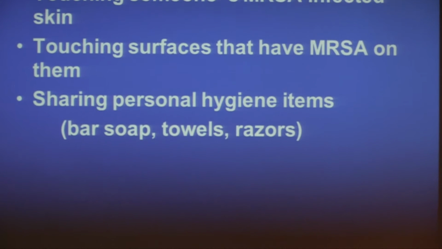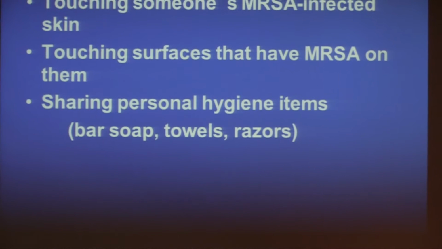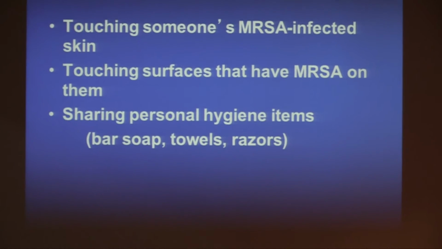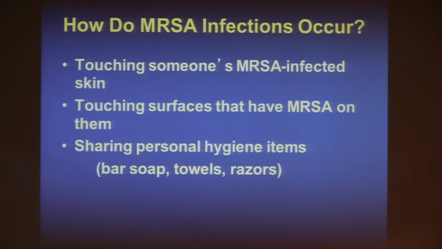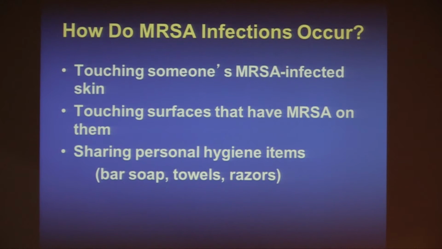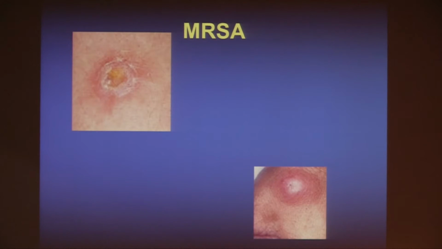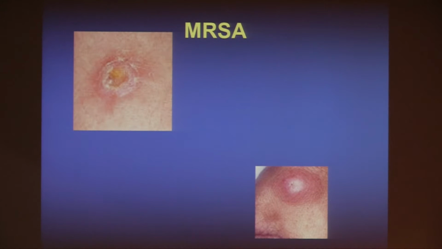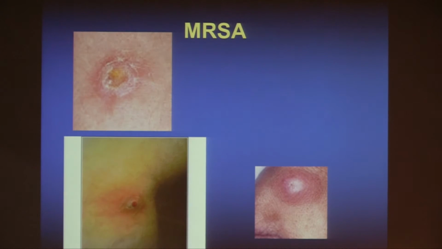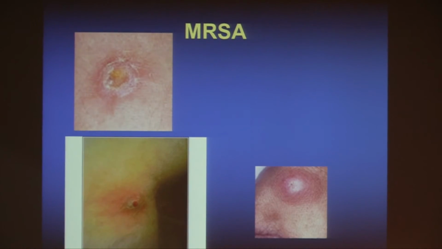MRSA infections occur by touching one person to another, touching surfaces, sharing personal hygiene items. So it's why these kids have to have good hygiene. We have to clean the mats, do everything the right way. Those are some pictures of it. Again, you're not going to see that, because something that bad probably isn't going to get to you, my guess.